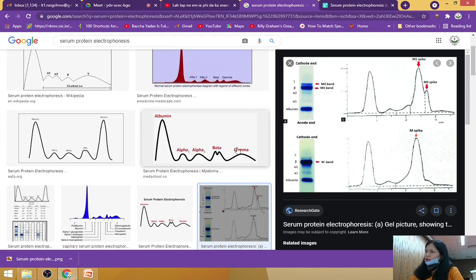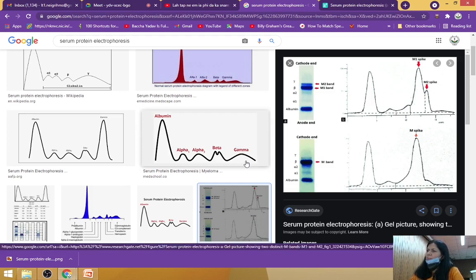What is present in the gamma region? Immunoglobulins. So remember this albumin band, it is decreased in nephrotic syndrome. The alpha-1 and alpha-2 bands, they are increased in acute inflammation or acute infection. Alpha-1, alpha-2, beta, and the gamma band all are increased in chronic infection or chronic inflammation. Then there is decrease of this gamma band in primary immunodeficiency.